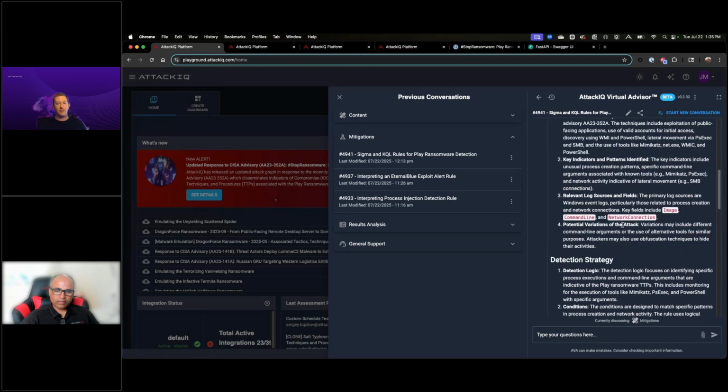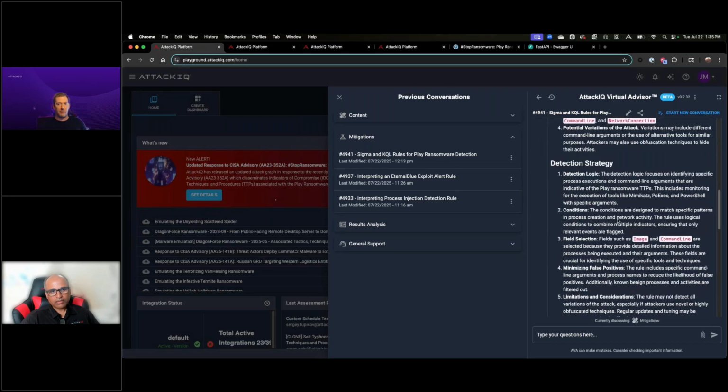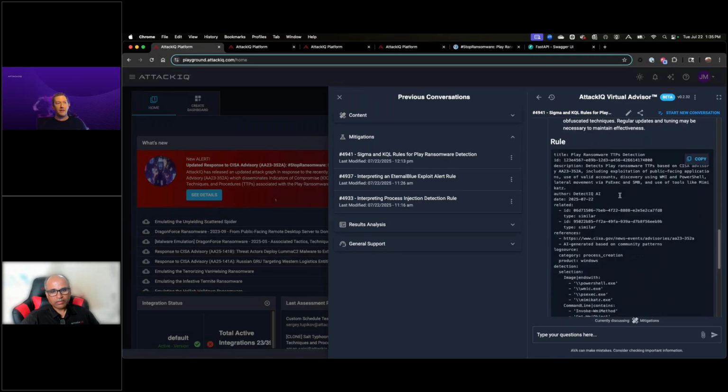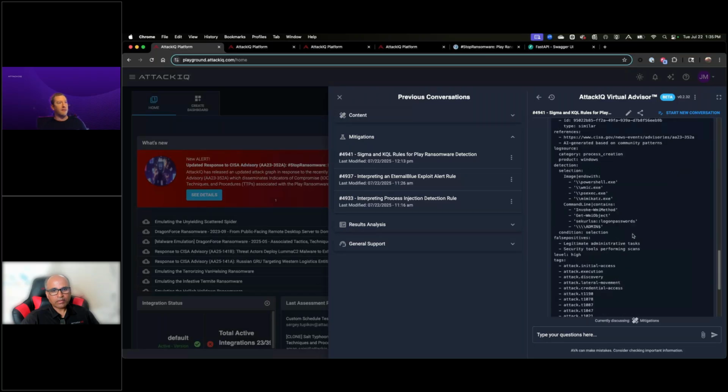So Ava is immediately going to go to work. It's going to help me with my analysis summary. It's going to get me a detection strategy. It's even going to build me out a rule based off of this. So after I've done that, it built me some behavioral detections, not just IOC lookups. All of this is here.